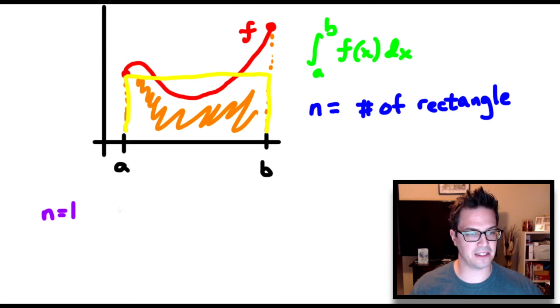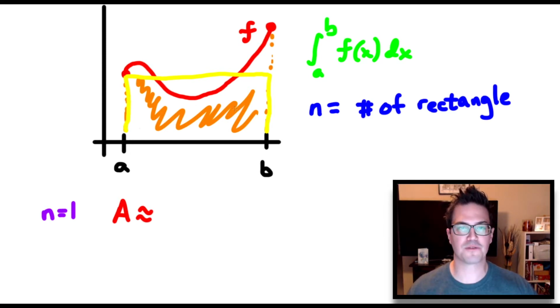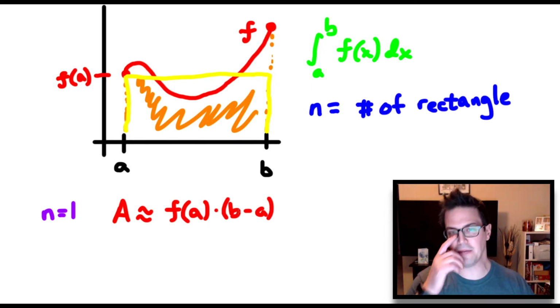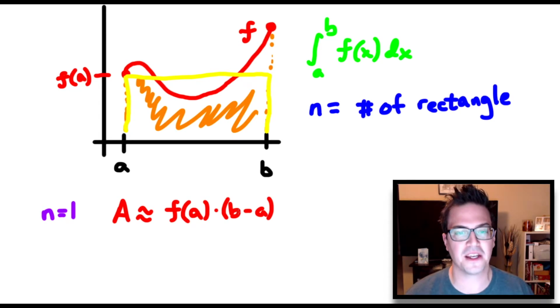So I'm going to write A is approximately equal to, well, this rectangle right here, this yellow part, is equal to the height, and this height right here is just f of A, and this width right here is just B minus A. So I'm going to write f of A times (B minus A), in parentheses. That B minus A represents the width of this rectangle.